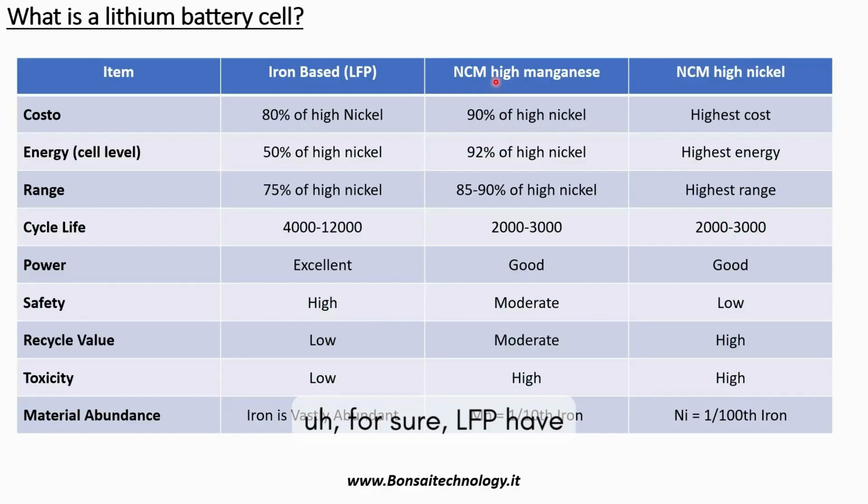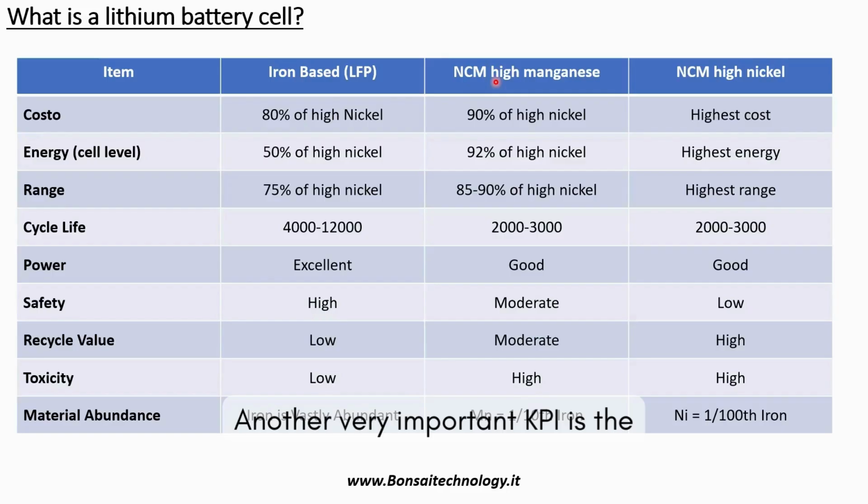In terms of toxicity, for sure, LFP has a very low degree of toxicity compared to the NMC battery cell. The reason is that LFP compounds come from very common materials and precursors like iron ore, iron sulfate, iron phosphate, that are sometimes even used in the food industry. For NMC, we cannot say the same, because all the compounds that come from cobalt, nickel, and manganese have a very high toxicity level for the human body. Okay.